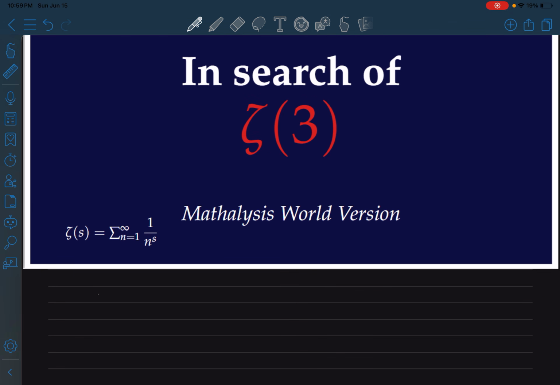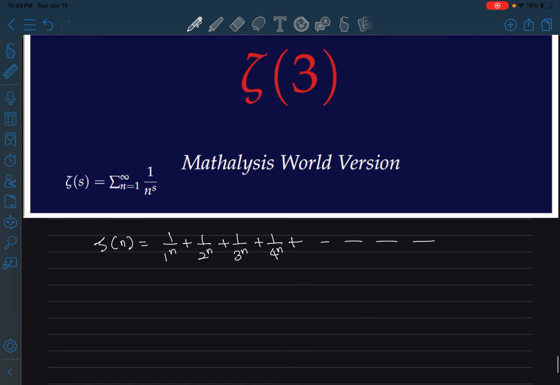The zeta function is actually defined by an infinite series, right? So zeta of n would be something like 1 by 1 to the power n plus 1 by 2 to the power n plus 1 by 3 to the power n plus 1 by 4 to the power n, and goes on up to infinity, right? And whenever n is greater than 1, this series converges. But even for, let's say, n less than 1, we can use analytic continuation and find the values.